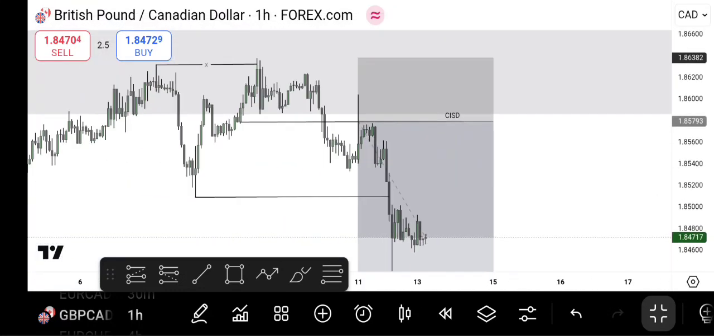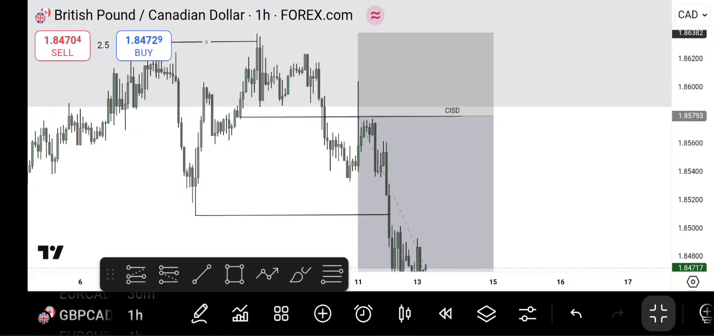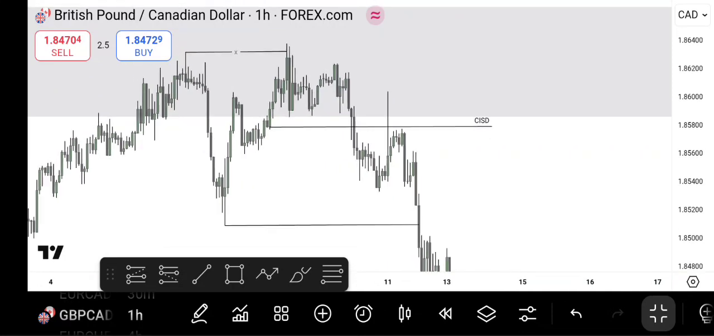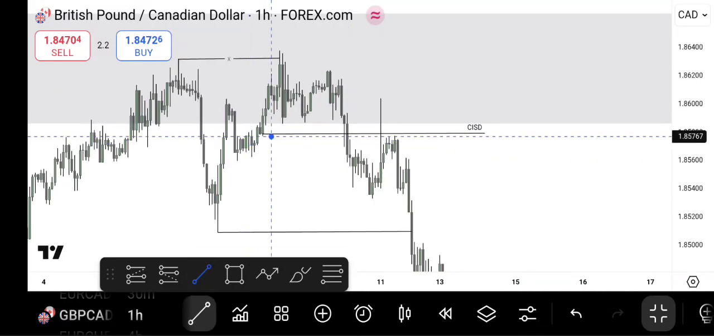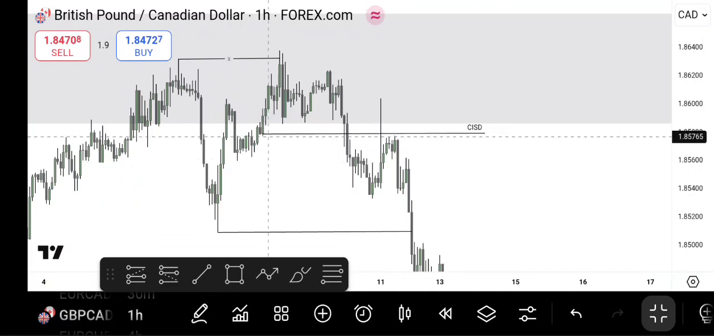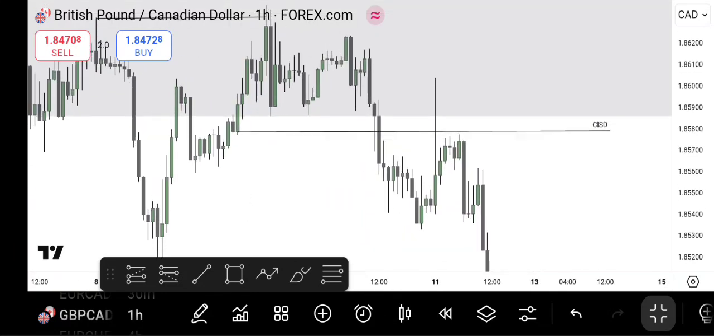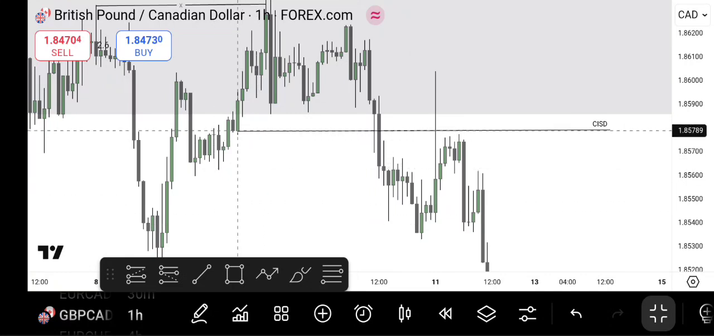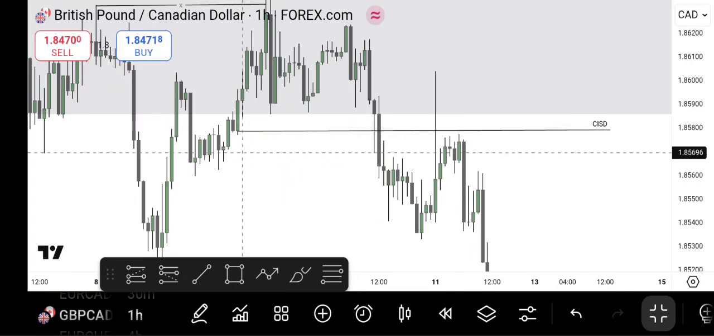Let me just tell you that the CISD is used for entry, like you can see here. Here I mark this CISD at this place. Mark it from the open of the candle, the way you used to mark your order block, but from the open of the candle, not from the wick.